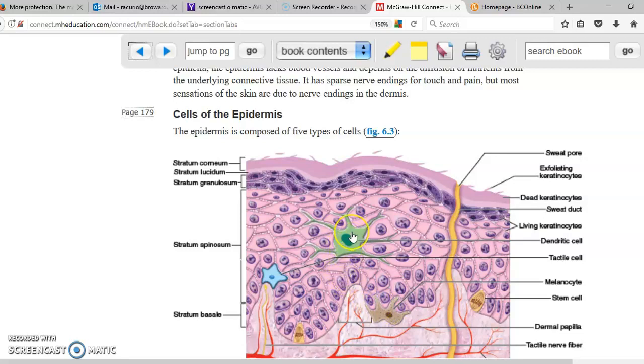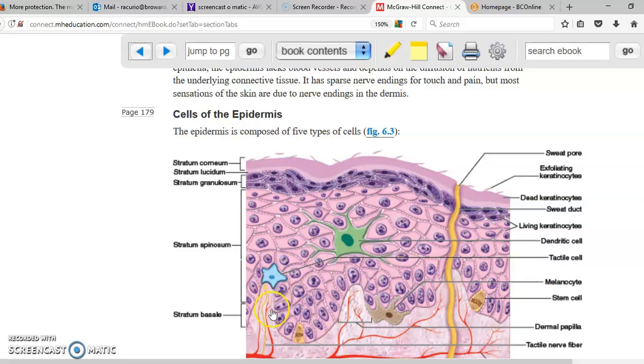The dendritic cells are going to be part of our immune system that is going to help defend our body in case that some bacteria get inside. These are the very first cells that are going to start fighting. We have other cells in here, tactile cells, that are going to be part of receptors that are going to help us identify things that we are touching, for example, with our fingers.